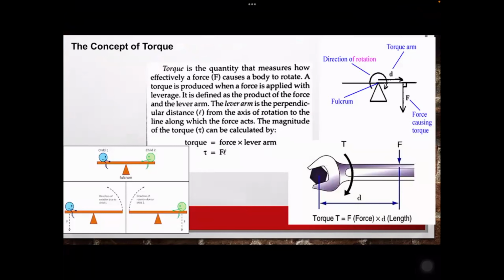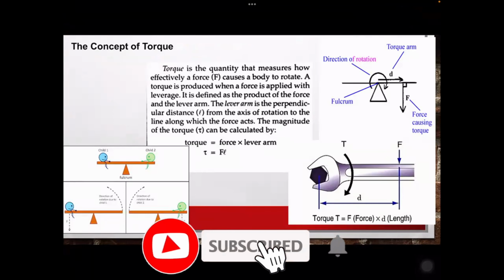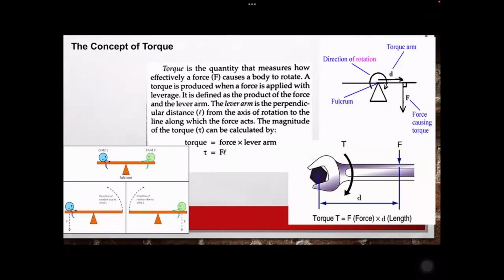Torque is the quantity that measures how effective a force is at causing a body to rotate. Torque is produced when a force is applied with leverage. It is defined by the product of the force and the lever arm. The lever arm is the perpendicular distance from the axis of rotation to the line along which the force acts. So the magnitude of the torque can be calculated as torque equals force times the lever arm, or T = F × d_L.